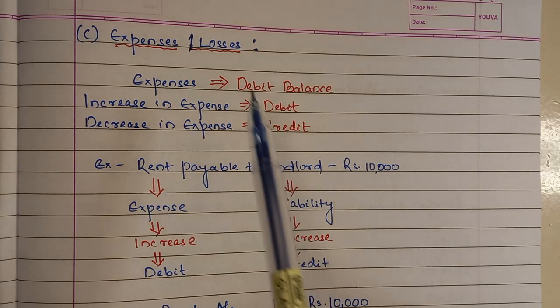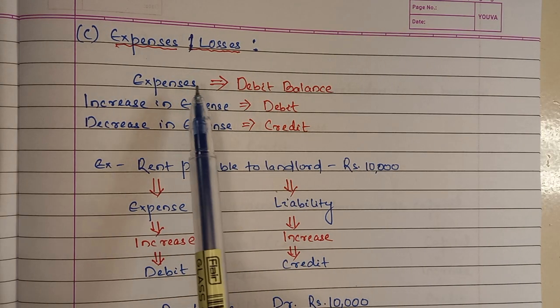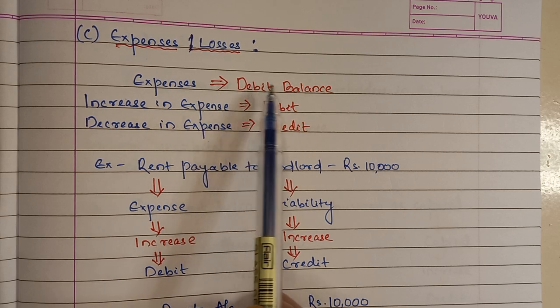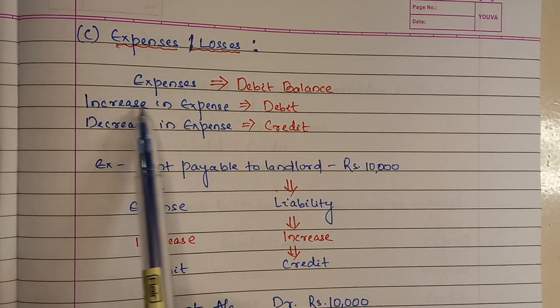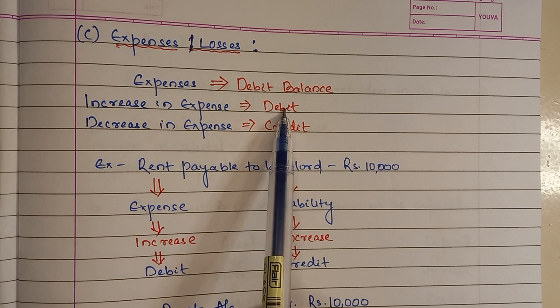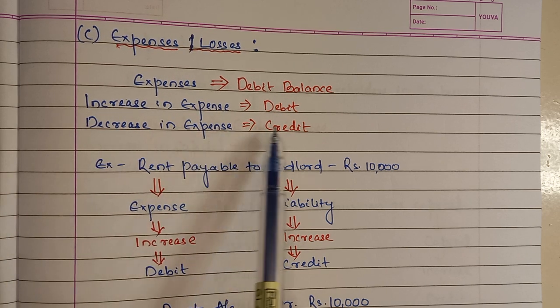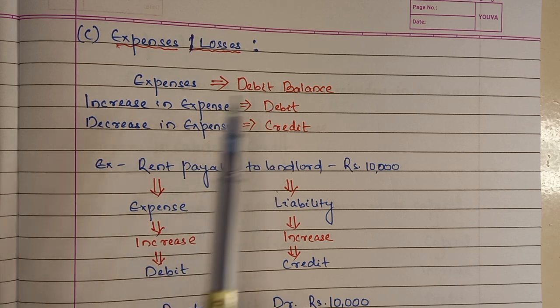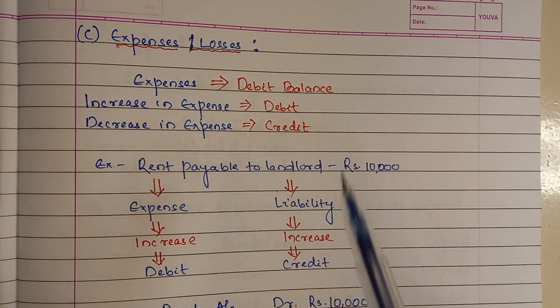The next one is expenses and losses. Expenses are always debit balance. Like assets, expenses are always debit balance. So any increase in expense is debit. Any decrease in expense is credit. I repeat again, increase in expense is always debit. Decrease in expense is always credit.